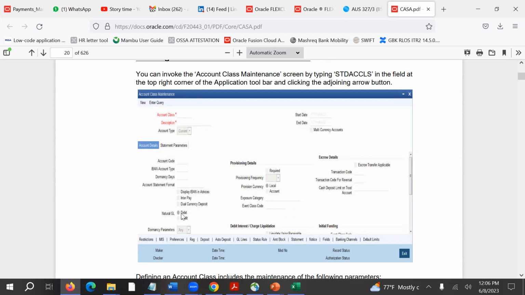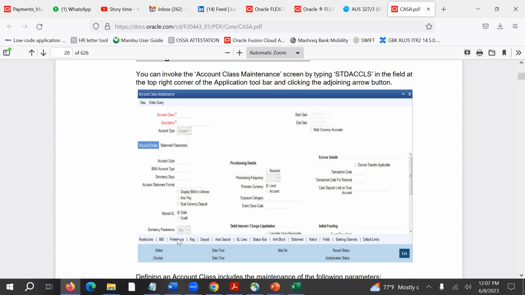IBAN parameters, and GL, whether it is a credit type account or debit type account, and you will have restrictions. Restrictions meaning branch restriction, currency restriction, customer category restrictions. Product restrictions also, because for this account class, whatever account you are creating will have a default product restriction, allowed or disallowed. Allowed only for certain products, disallowed for certain products, like that.